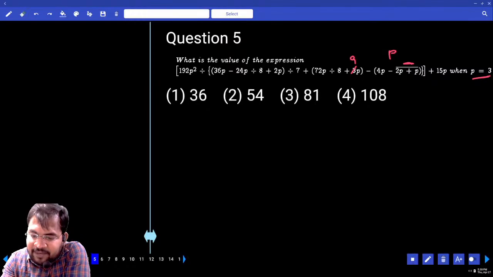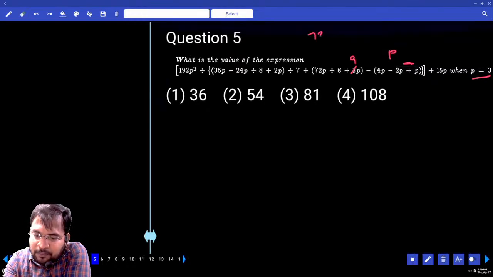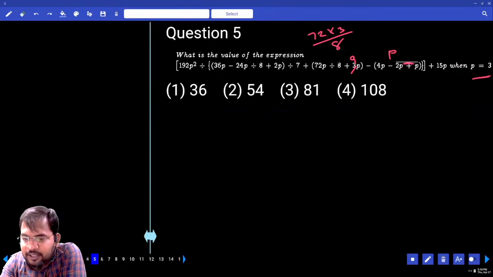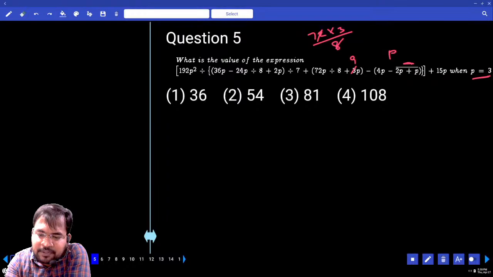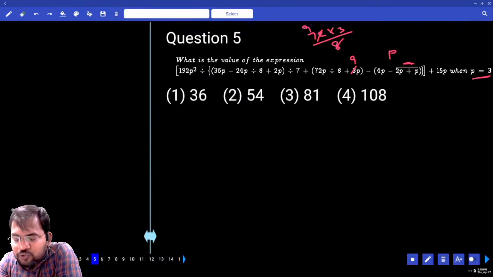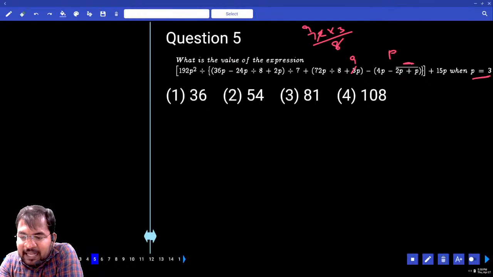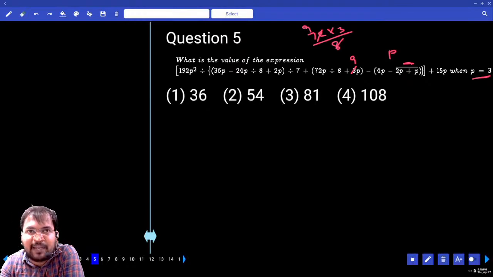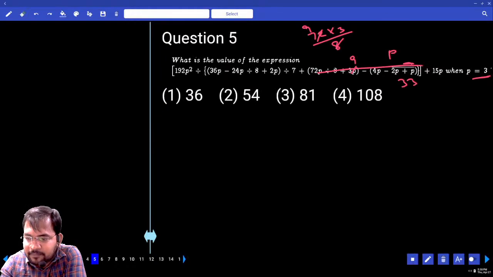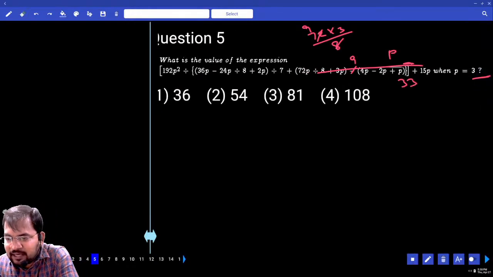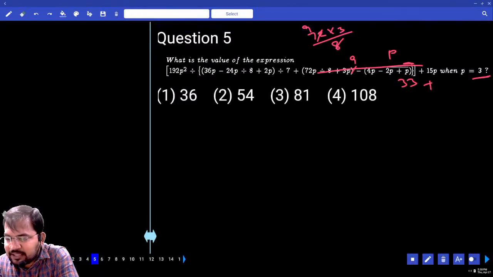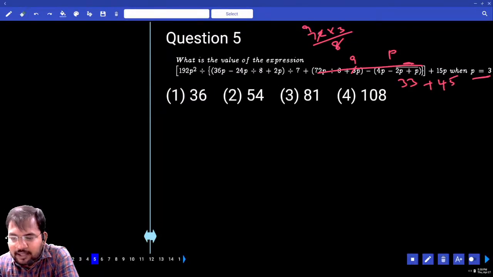Now see here, 72 into 3/8. 8 how many times? 9 times. 9 3s are 27, plus 9 is 36. Here p is there, minus p, which is 3, so 33. This entire value is 33. Plus 15p is also there, that is 45.